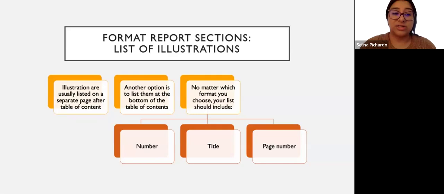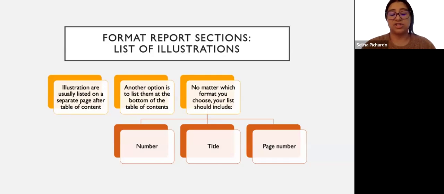List of illustrations. Sometimes you may not need illustrations, sometimes you may, depending on your field. But illustrations are usually listed on a separate page after the table of contents. Or if you want to keep everything on the same page, another option is to list them at the bottom of the table of contents. No matter which format you choose, your illustration should always include three main things.